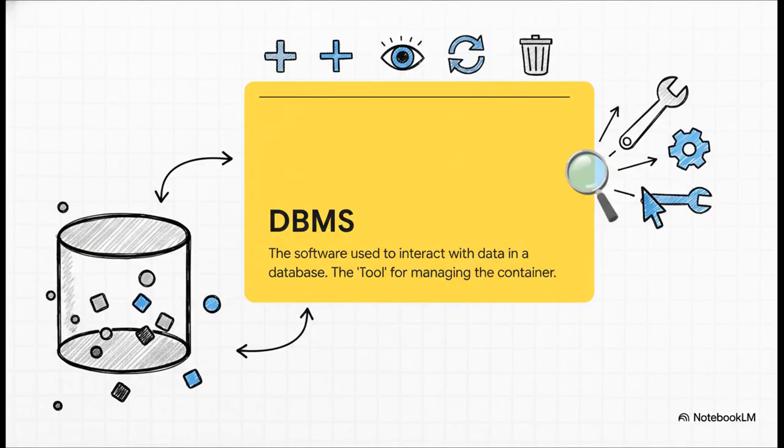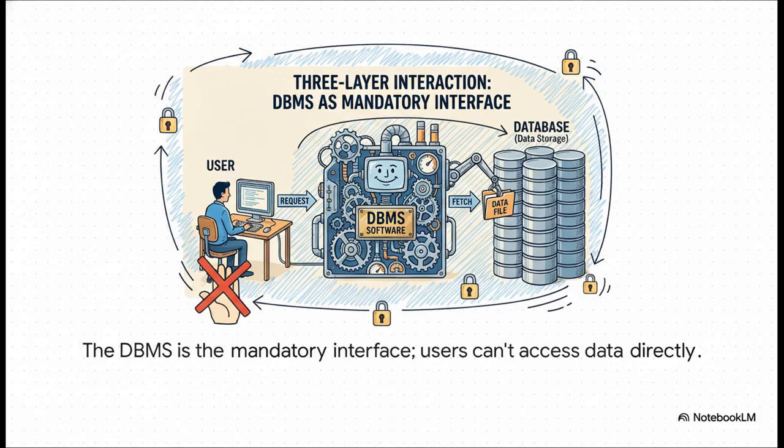Okay, so if the database is the container, then the database management system, or DBMS, is the powerful set of tools you use to manage everything inside of it. It's the software that acts as your interface, letting you add new data, look at what's already there, update it, or even delete it. This visual shows a really crucial rule. You can't just reach into the container yourself. A user makes a request, and the DBMS software acts like a mandatory gatekeeper. It processes that request, goes and gets the correct data file, and then hands it back. This controlled access is the absolute key to keeping everything orderly and secure.